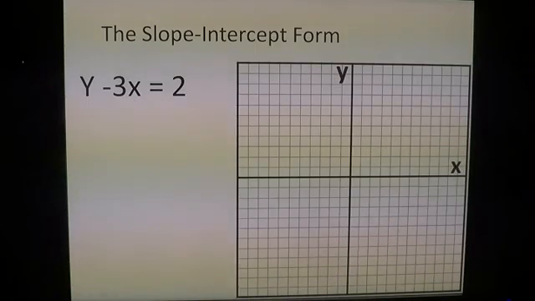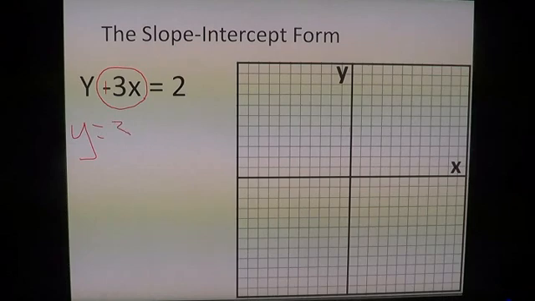Let's take a look at another example here. So I have y minus 3x equals 2. If I want to just move this over to the other side, this will change to a positive, and so I wind up having y equals 3x, and my 2 is positive, plus 2.